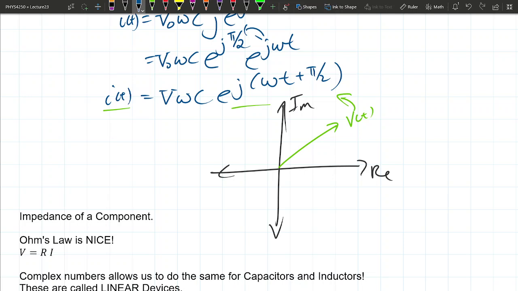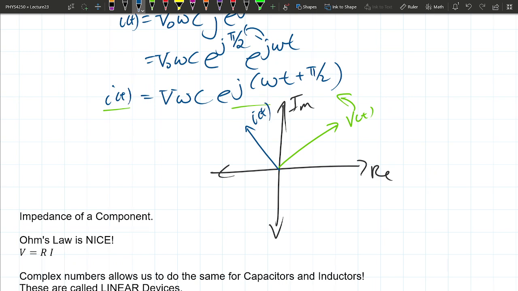When t is equal to 0, let's say the voltage is here. Where should the current be? To the left, behind me. Ahead or behind? Ahead, right? Because if t is equal to 0, that means it's already at 90 degrees, because pi over 2 is 90 degrees.